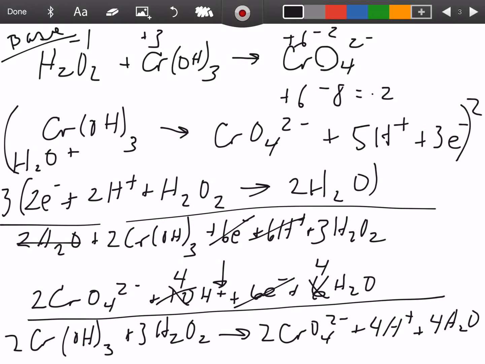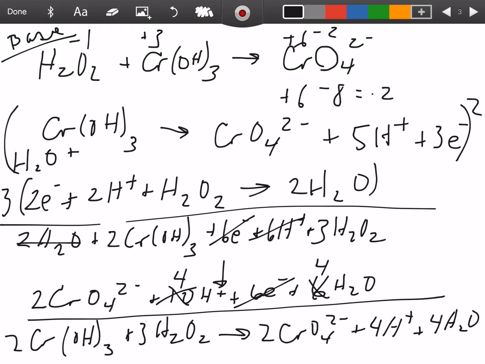Alright, so if this is a balanced chemical equation, with 2 chromiums, let's count total oxygens on the left. I've got 2 times 3 is 6, plus 2 times 3 is 6, so I've got 12 oxygens on the left. I've got 2 times 4 is 8, plus another 4 is 12 oxygens. Hydrogens, I've got 2 times 3 is 6 hydrogens, plus another 6 hydrogens is 12 hydrogens on the left, and 4 plus 8 is 12 hydrogens. And so all my elements are balanced.